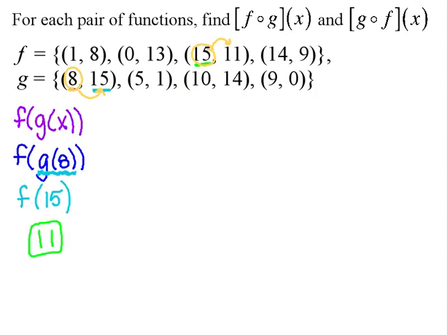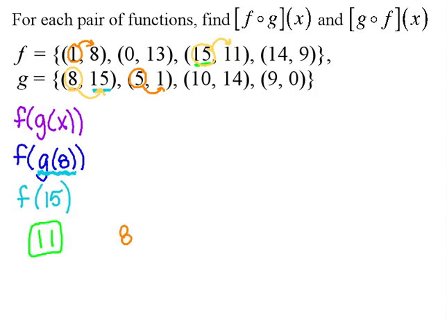Let's go to the next one. Here's 5. Where does 5 go to? 1. Go up to the f of x function. 1 goes to 8. So what's your answer? 8. Much easier. What if you have 2 ones up in the end? You won't.